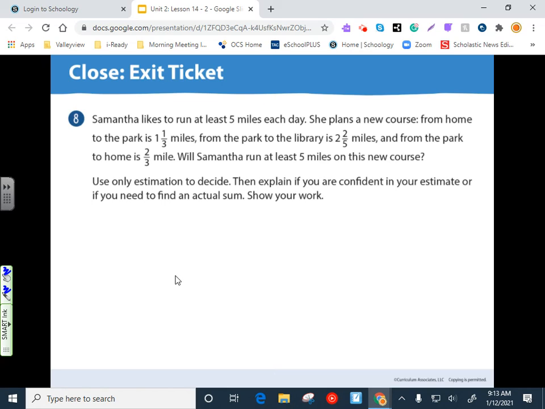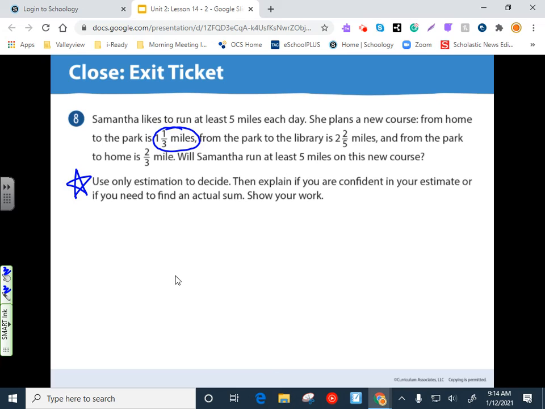Samantha likes to run at least 5 miles each day. She plans a new course from home to the park in 1 1/3 miles. From the park to the library is 2 2/5 miles. And from the park to home is 2/3 of a mile. Will Samantha run at least 5 miles on this new course? And this is interesting. I'll put a little star right here. Use only estimation to decide. So they don't want us to actually solve this. They want us to take these numbers and estimate.